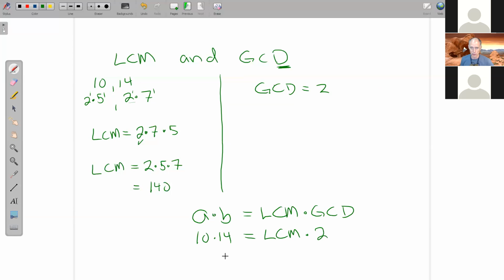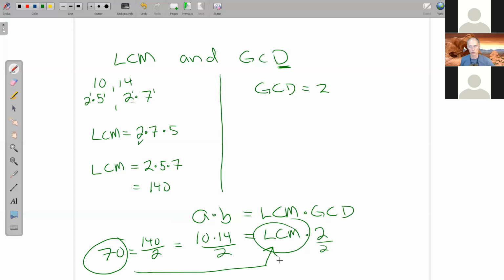So if I just divide the 2 to the other side, then what's left has to be the LCM. So 10 times 14 is 140. 140 divided by 2 is 70. So 70 has to be the lowest common multiple of those two numbers. So if you didn't like the strategy of using the prime factorization to find the LCM, you have to find the GCD, and then the LCM is always going to be the two numbers multiplied divided by their greatest common divisor.